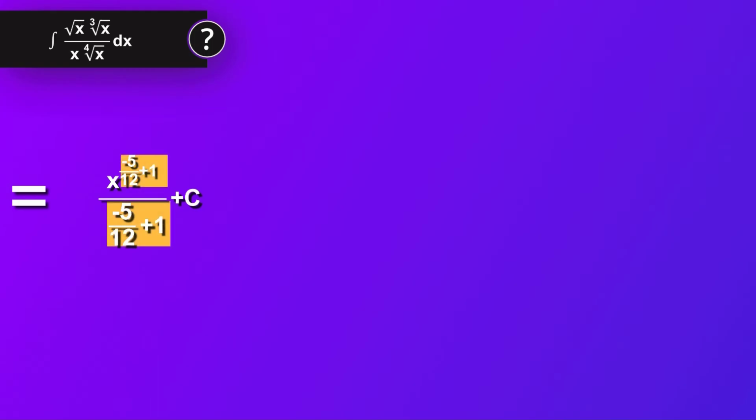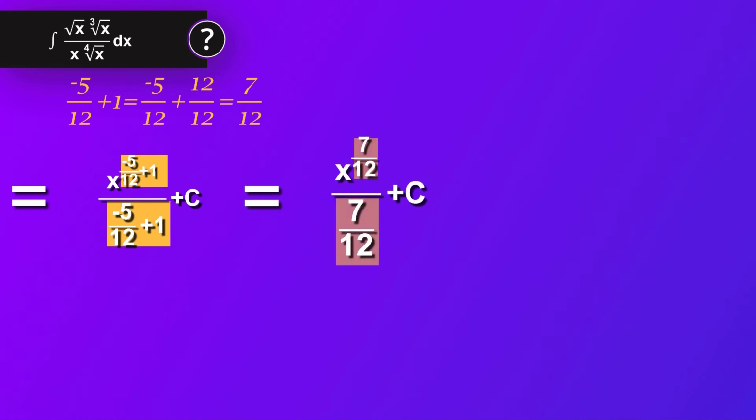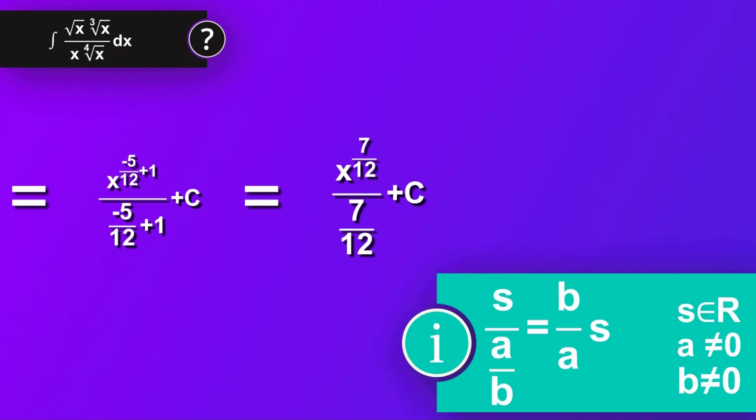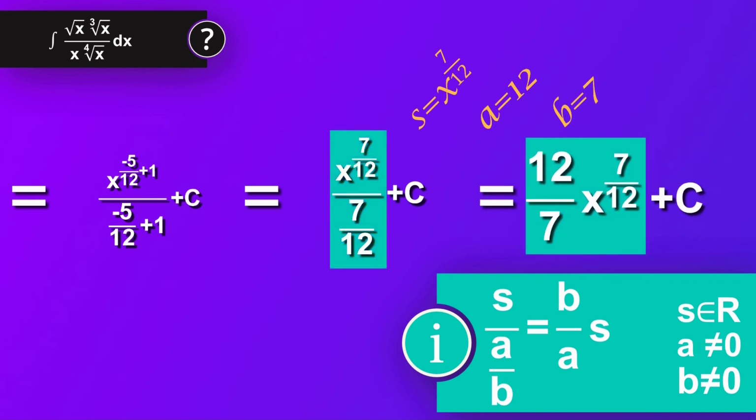First, let's just add 1 to minus 5/12 and we have minus 5/12 plus 12/12, thus we've got 7/12. We can insert it to the power in the numerator of our main solution and in the denominator as well. We can smooth it a little, taking advantage of the formula which says that s divided by a divided by b equals b divided by a multiplied by s. In our case, s is equal to x raised to 7/12, a is 12, b is 7. And we have 12/7 multiplied by x raised to 7/12 plus constant c.